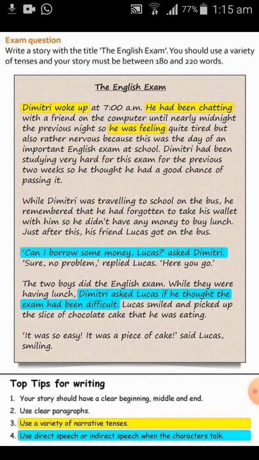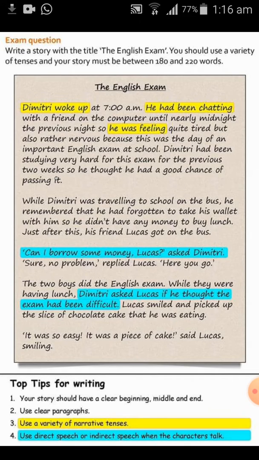Okay, so here they started with the character, Dimitri, woke up at 7 a.m. This is the setting. When and where. And he also mentioned the feeling. How did he feel? He was quite tired, but also rather nervous. Why? Because this was the day of an important English exam at school.